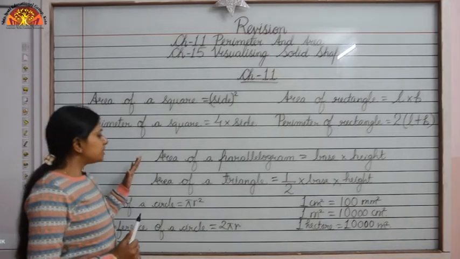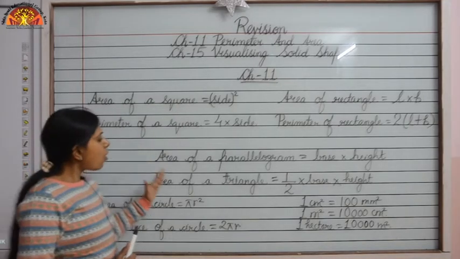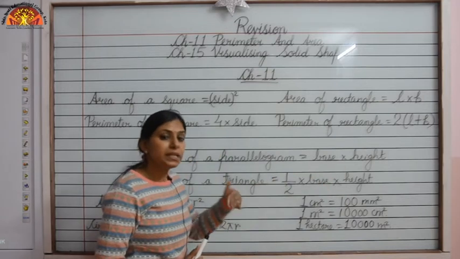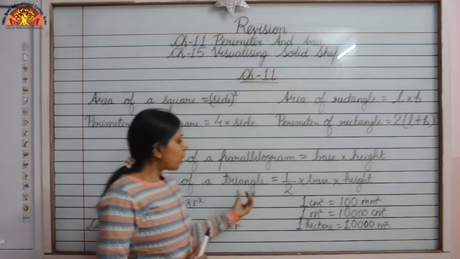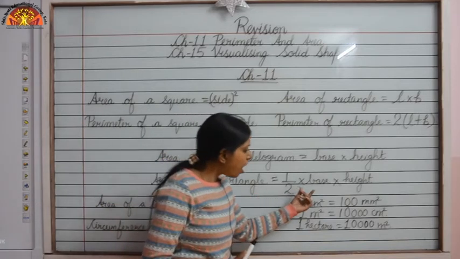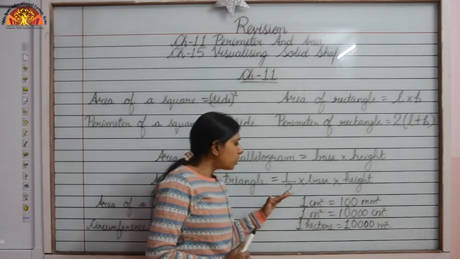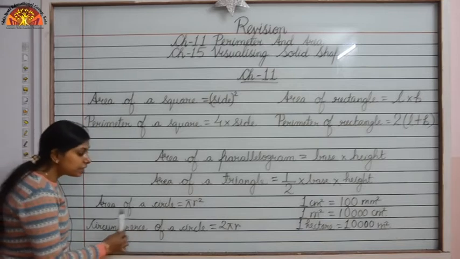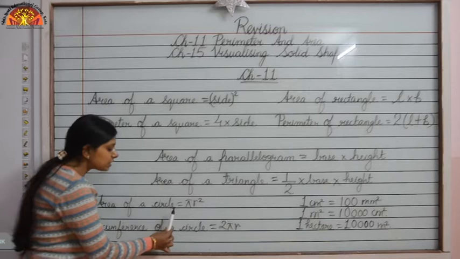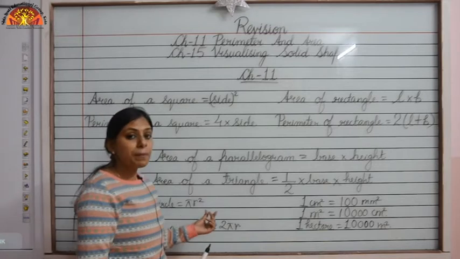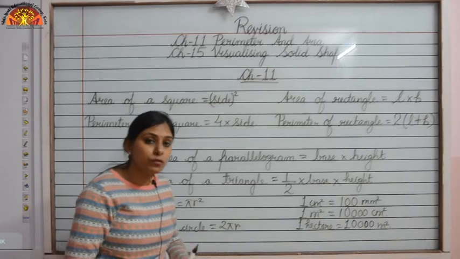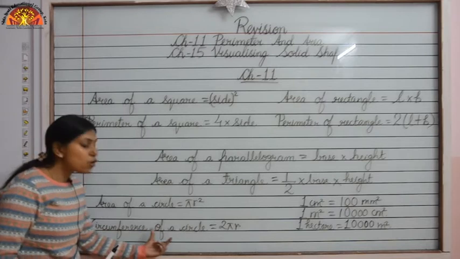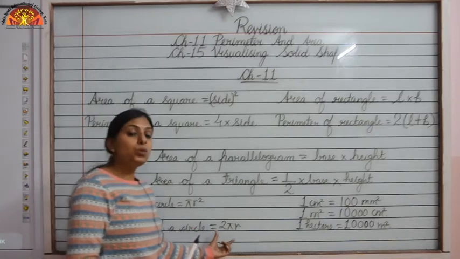Now next one, we will talk about the parallelogram. Area of a parallelogram is equal to base into height, or we can say B into H. Area of a triangle is equal to half into base into height, or half into B into H. Now we'll talk about the circle. So what is the area of a circle? Area of a circle is equal to pi r square, where pi is a constant whose value can be 3.14 or 22 upon 7, and r is the radius. Circumference of a circle is equal to 2 pi r.